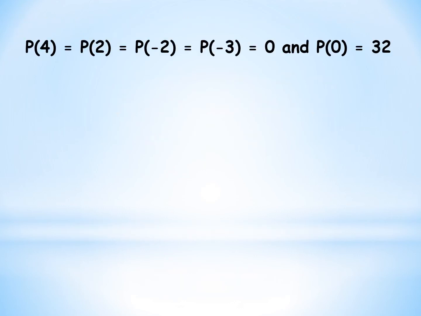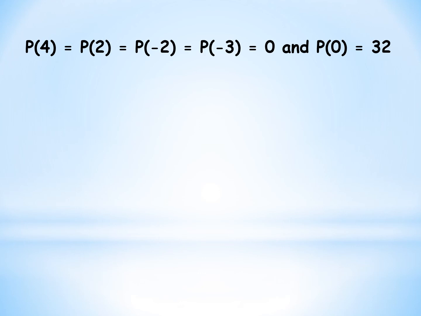All right, this is an interesting one. It says p of 4 equals p of 2 equals p of negative 2 equals p of negative 3 equals 0. So think about what that's telling you. That's telling you that 4, 2, negative 2, and negative 3 all are on the x-axis, or all are x-intercepts, because y has to equal 0 at that point. And then they're telling you that p of 0 is 32, so then they're giving you a point.